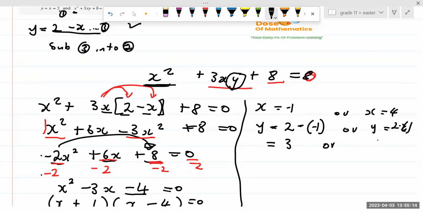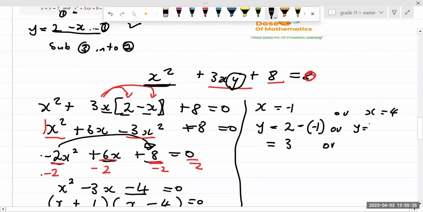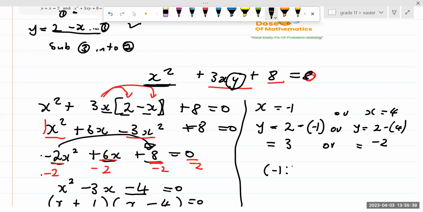What is this? You can't see my handwriting here. Or y is going to be equal to 2 minus open bracket 4. Much better now. Yes, minus 2. So when x is minus 1, our y is going to be 3. And when x is 4, our y is going to be minus 2.